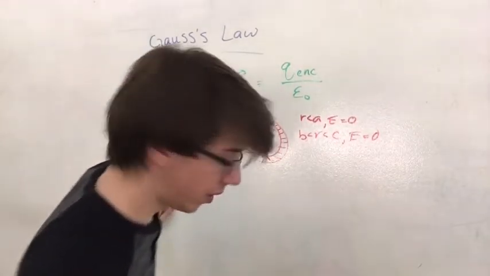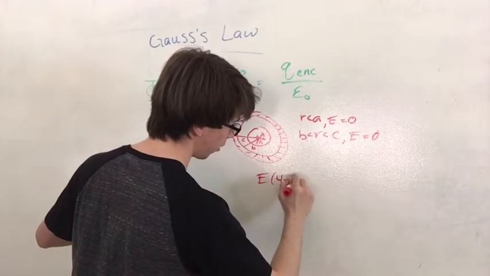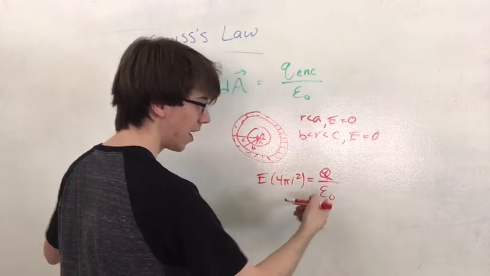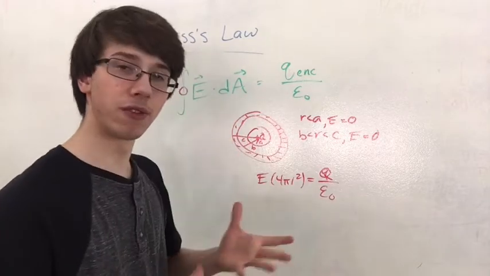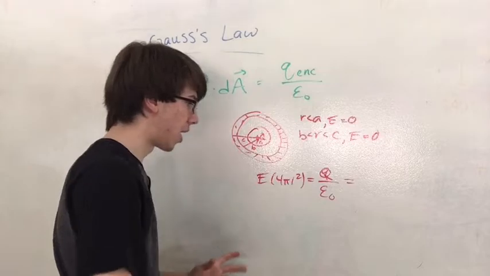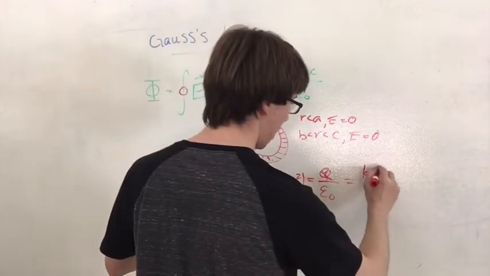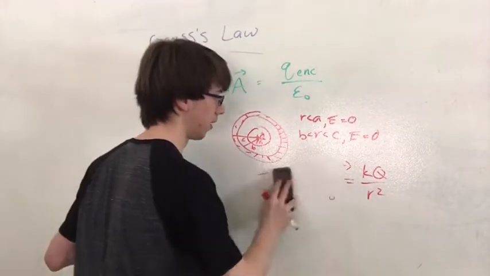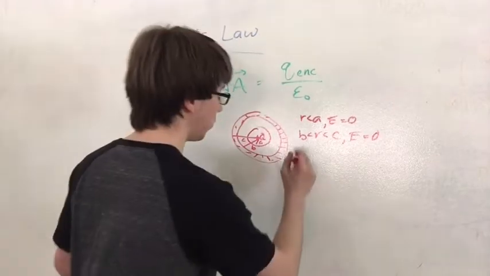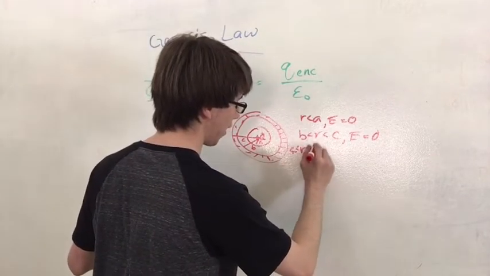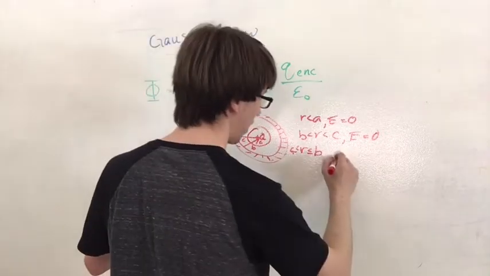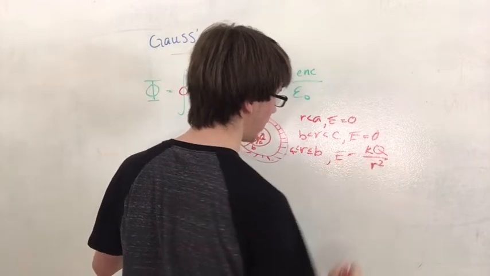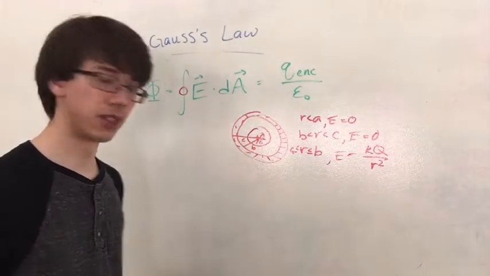As a result, we get E times 4 pi r squared is equal to Q over epsilon naught. Divide both sides by 4 pi r squared, and you get something reminiscent of the electric field strength formula. Because K is equal to 1 over 4 pi epsilon naught, this is K Q over r squared. So we know that when r is between A and B, E is equal to K Q over r squared, where r is the radius of our Gaussian surface.